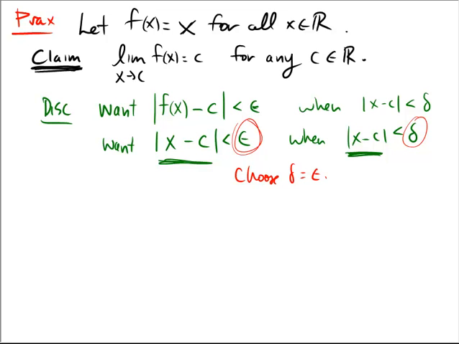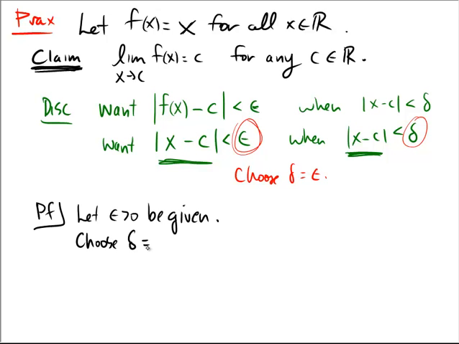Okay, this does not a proof make. Here makes the proof. Let epsilon greater than zero be given. So now we have our epsilon. Choose delta equal to, after our discussion here, epsilon. Now let's make an assumption. Let's assume that we're really, really close to c. So we're going to assume that |x − c| happens to be less than delta.